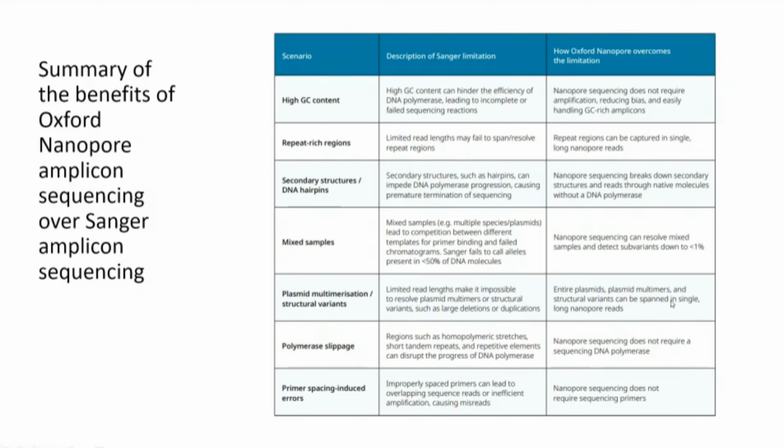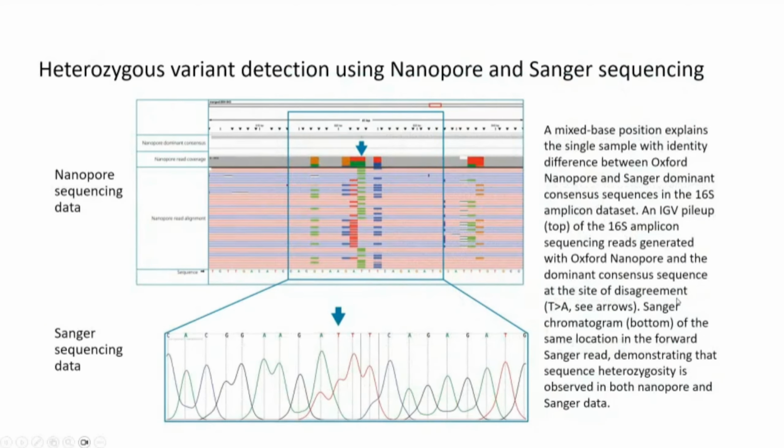Let me show you slightly more about how things look. For heterozygous variant detection, Sanger sequencing most of the time will still be able to help us determine if there are any heterozygous variants in our samples.